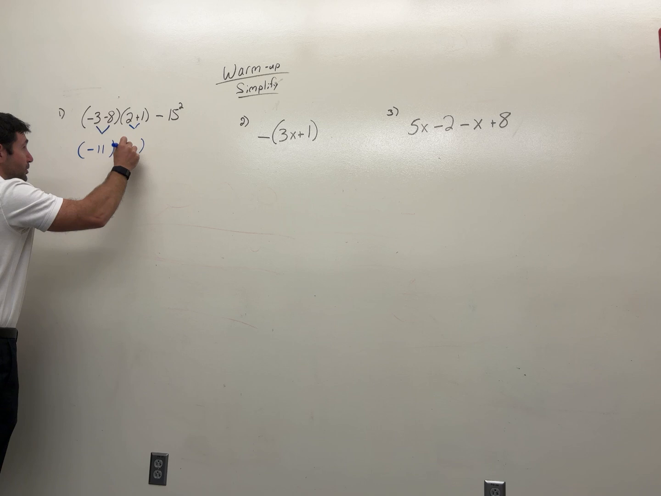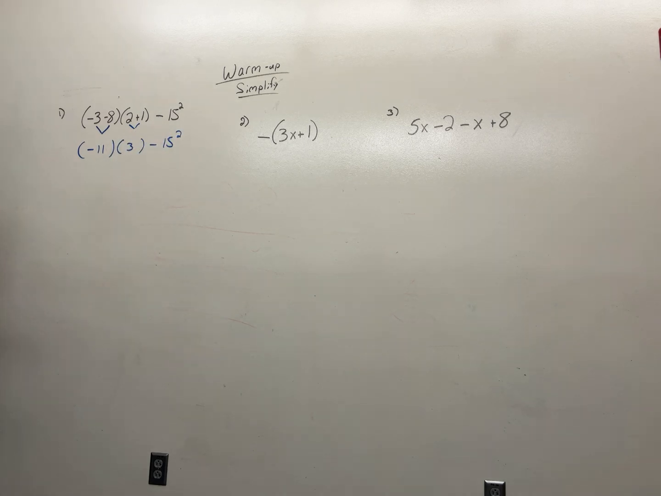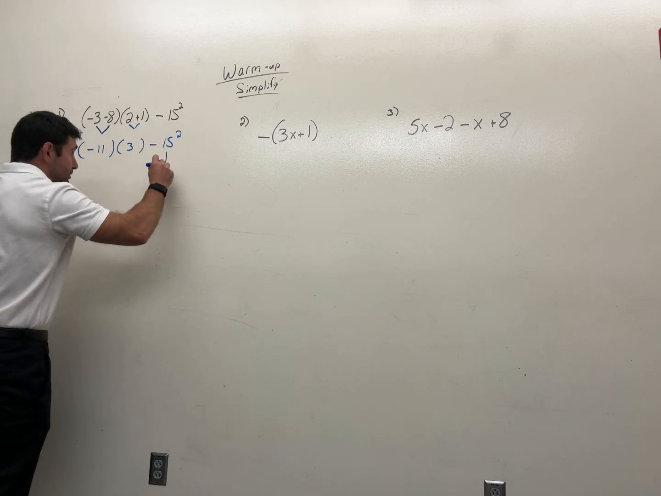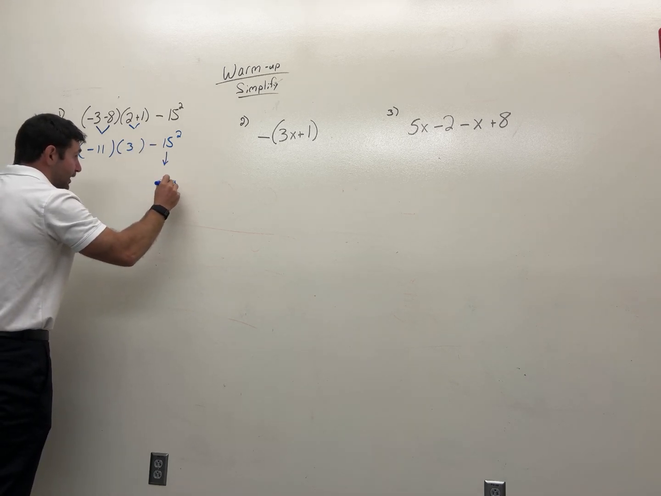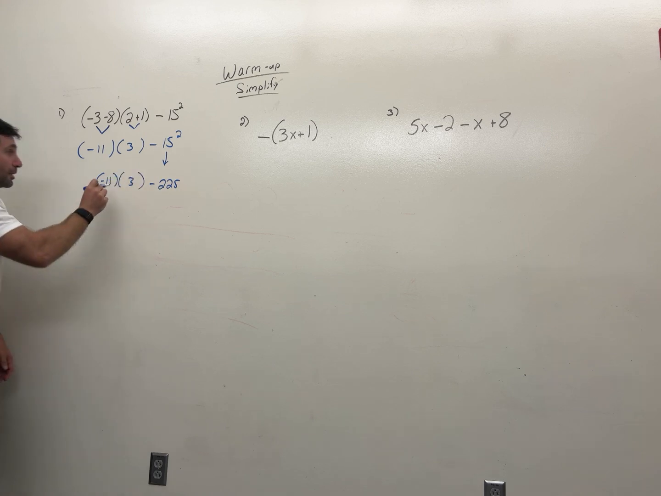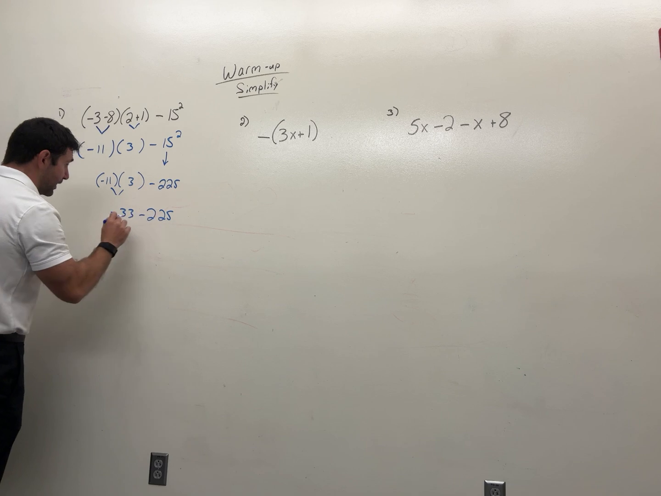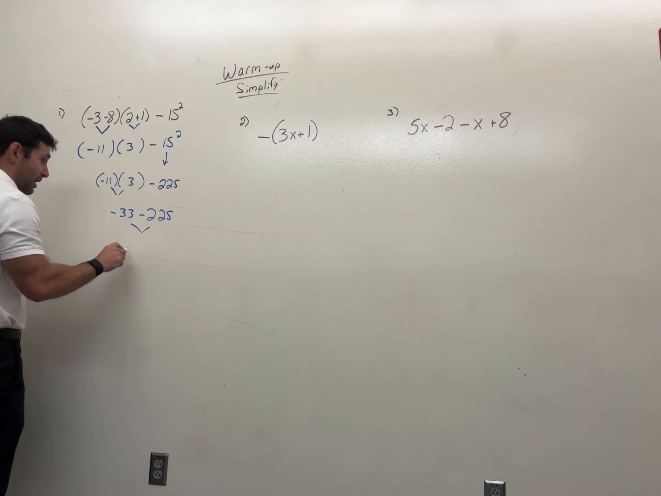This is 2 plus 1, which is 3, minus 15 squared. Okay, then we do our exponent. 15 squared is 225. Everything else comes down. This is -33 minus 225, which then gives me -258.